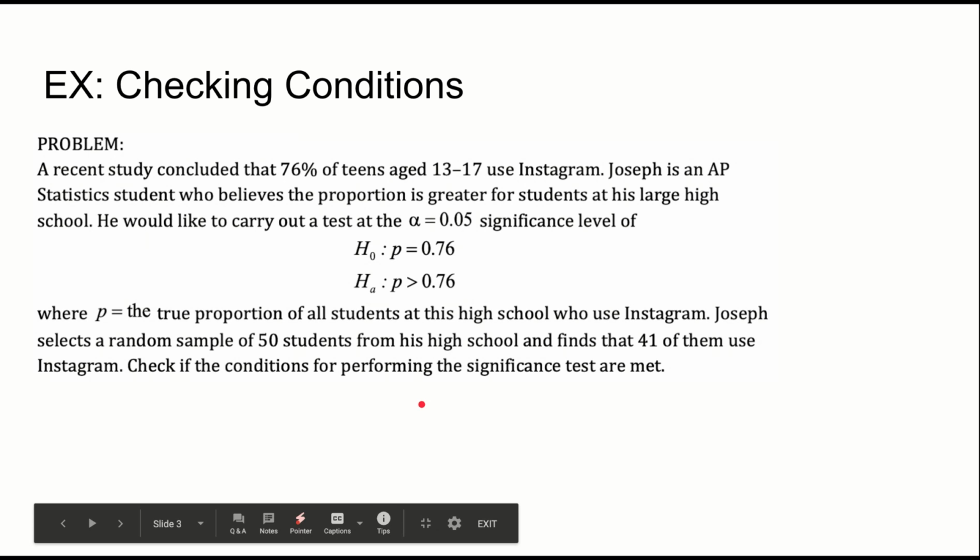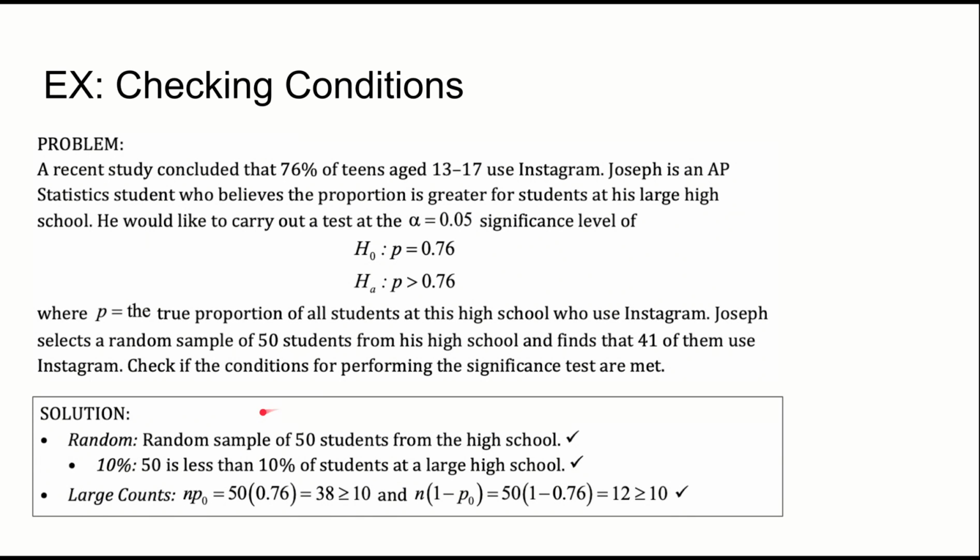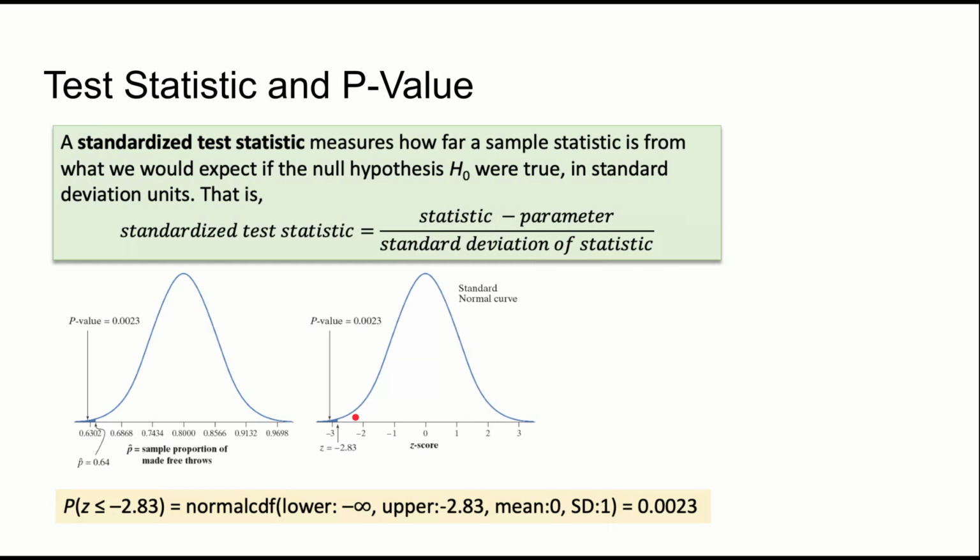So here's an example. Read this before you move on. All right, so all three conditions have been met. We have a random sample of 50 students from the high school. 50 is less than 10% of the students at the large high school, and both the expected number of successes and number of failures are both greater than 10 if the null hypothesis were true.